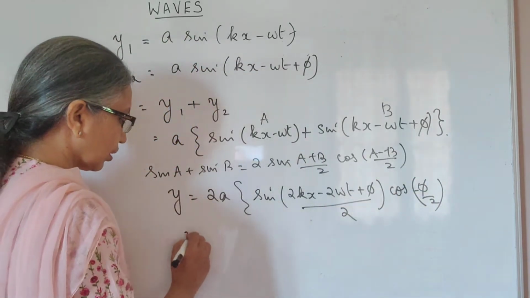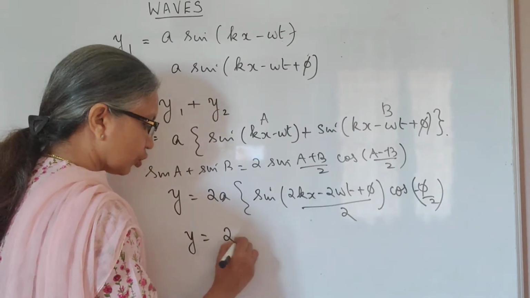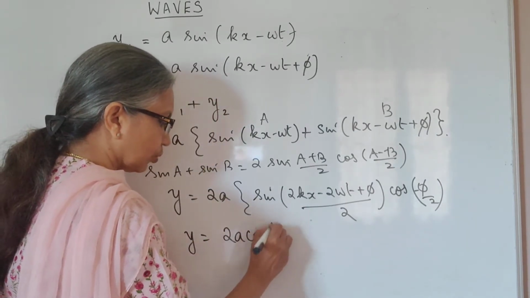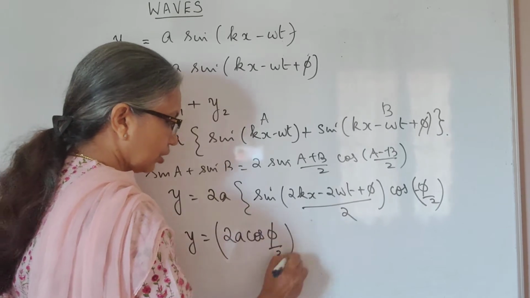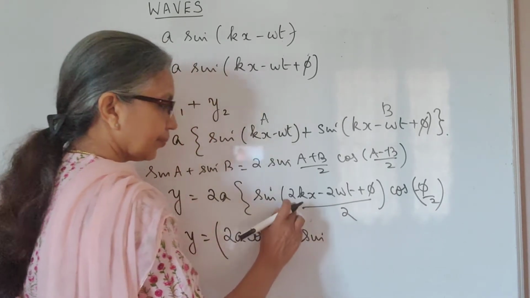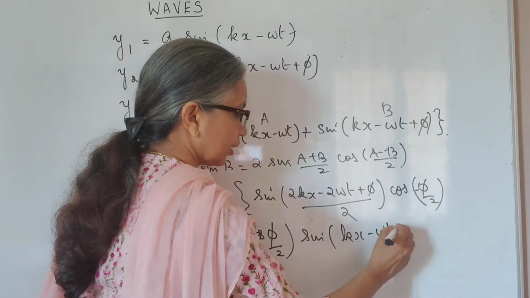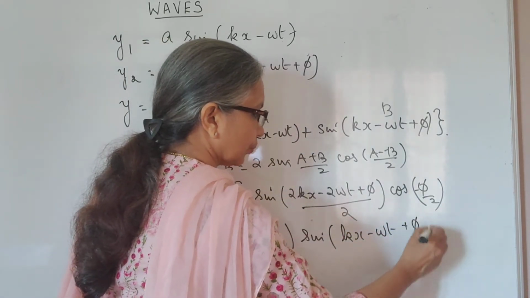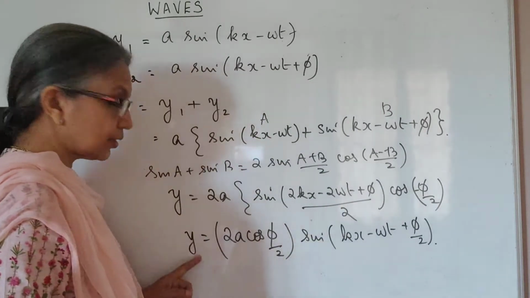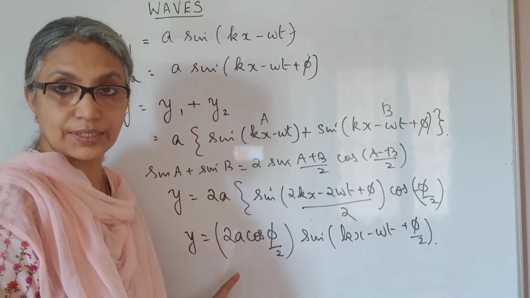So I'm going to write together this 2a cos phi by 2 into sine of kx minus omega t plus phi by 2. Now you will see that this is the resultant wave or the resultant displacement.